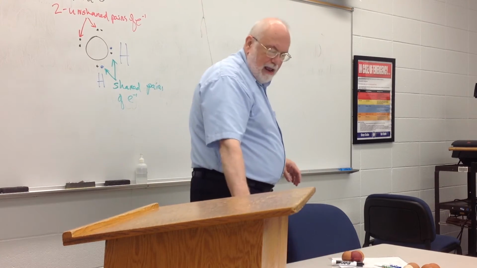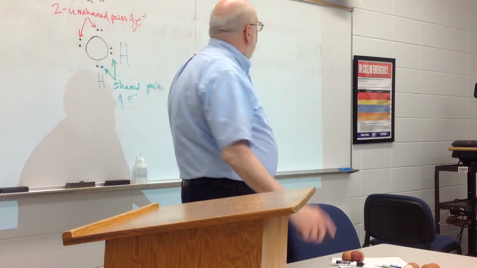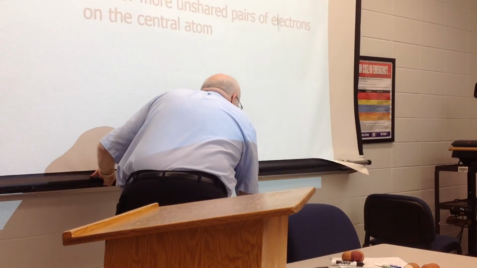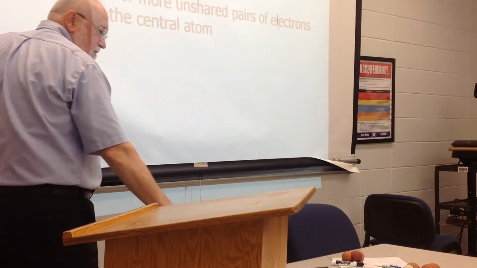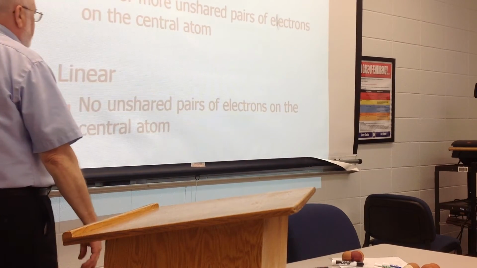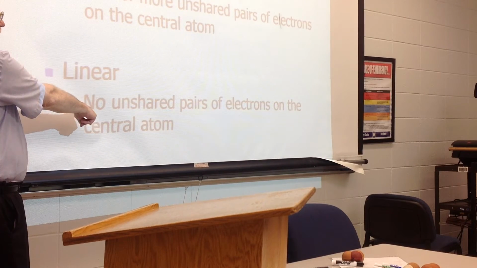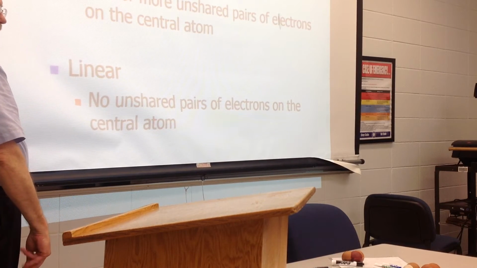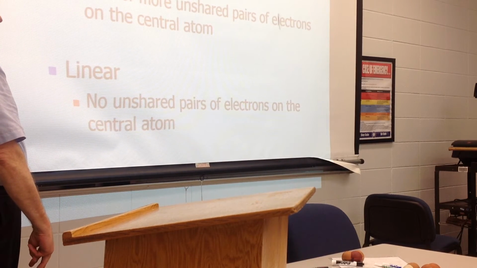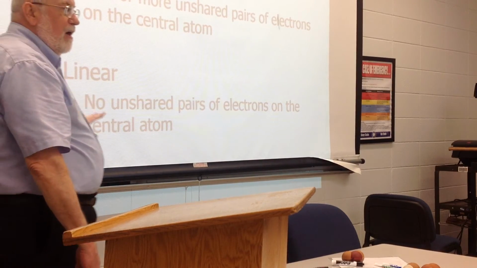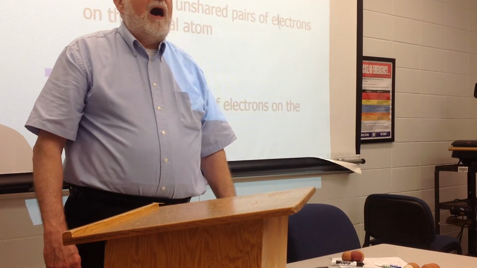Now, the next wrinkle on the problem. We're still not done with 3-atom molecules. So, let's see if we can get our screen to cooperate a bit. And here we go with the other possibility. No unshared pairs of electrons on the central atom. It's linear in shape. All right? So if there are no unshared pairs of electrons on the central atom, a 3-atom molecule works out to be linear in shape. All right? Well, let's take a look at an example of that.